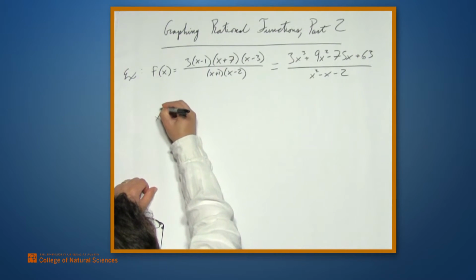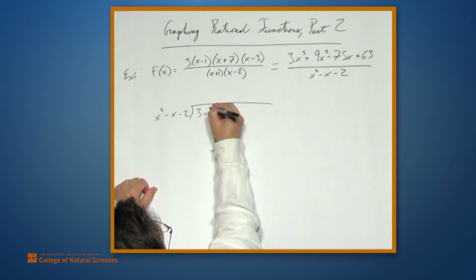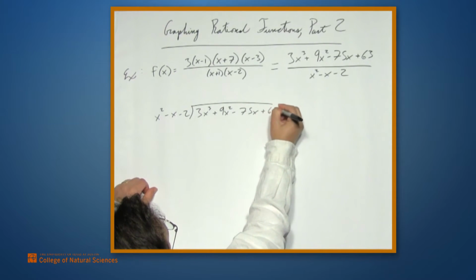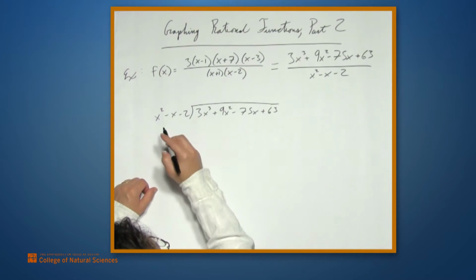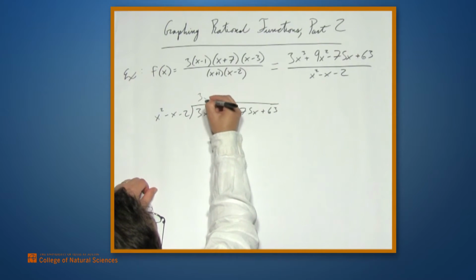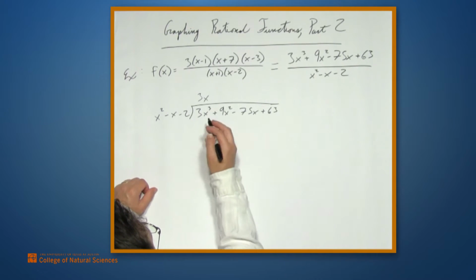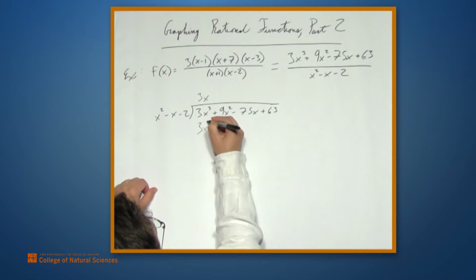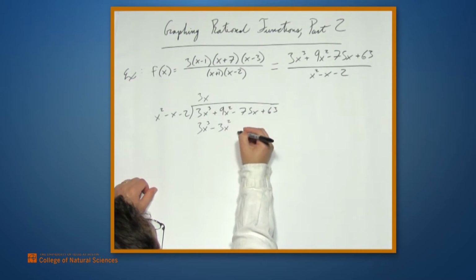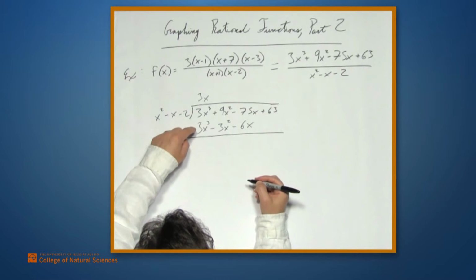So let's put x squared minus x minus 2 here, and we'll put 3x cubed plus 9x squared minus 75x plus 63 here. Now, x squared goes into 3x cubed 3x times. So let's put 3x here, and then we multiply 3x by each term in the denominator. So we get 3x cubed minus 3x squared minus 6x. We're going to subtract this from this.